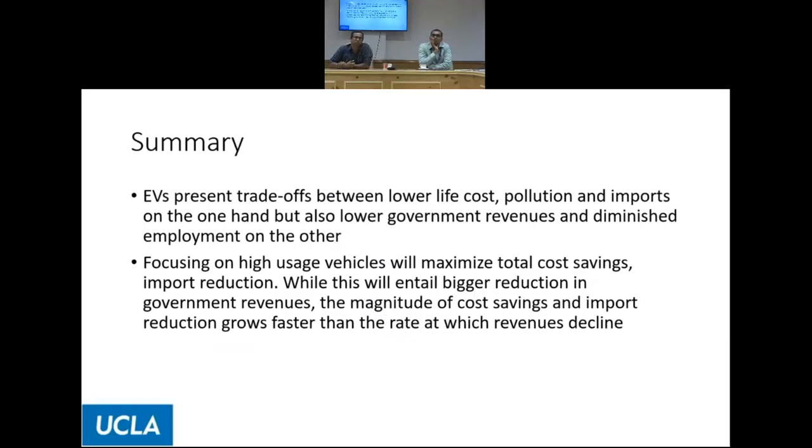So I just want to conclude, in the interest of time, that EVs present trade-offs between lower life cycle cost, pollution and imports. On the one hand, there are clearly import benefits, even with imported battery cells, because of India's high dependence on oil imports. But I know that not all imports are equal in trade. Trade from certain countries is a problem. But aggregate imports do decline. You may be reducing imports from friendly countries and increasing imports from unfriendly countries and so on, but that's not for me to say. But there is a reduction in net imports, and trade balance definitely improves from electric vehicles.